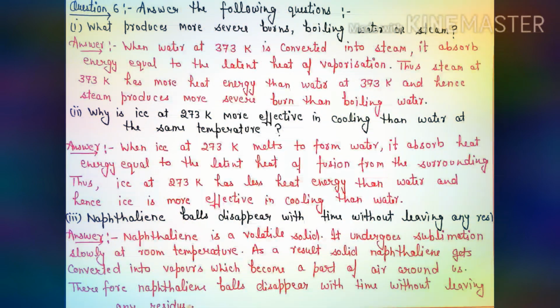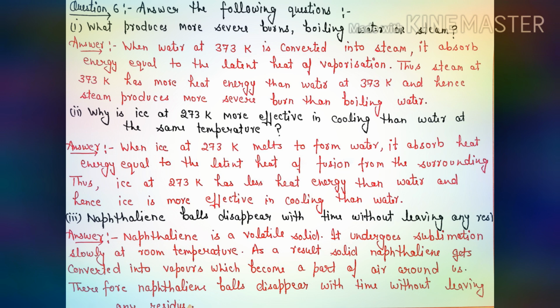Question number 6, answer the following questions. Number 1, what produces more severe burn, boiling water or steam? The answer is, when water at 373 Kelvin is converted into steam, it absorbs energy equal to the latent heat of vaporization. Thus, steam at 373 Kelvin has more heat energy than water at 373 Kelvin, and hence steam produces more severe burn than boiling water.